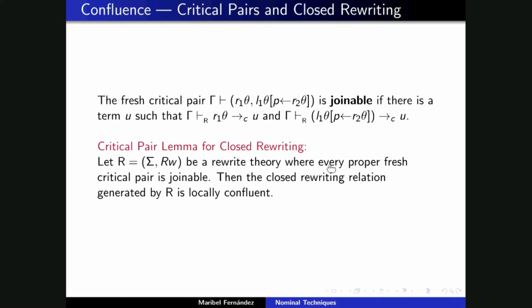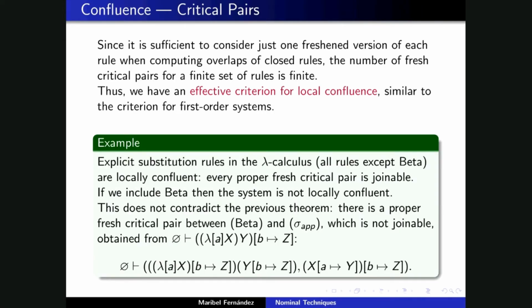And when I say all the critical pairs, if your system is closed, it's sufficient to look at the fresh critical pairs. Fresh critical pairs means that you just take a fresh copy of each rule and you check for superpositions between left-hand sides, and that's enough. You don't need to worry about potentially looking at other versions of the rules with other names. It's an efficient way also to check for confluence, for local confluence.